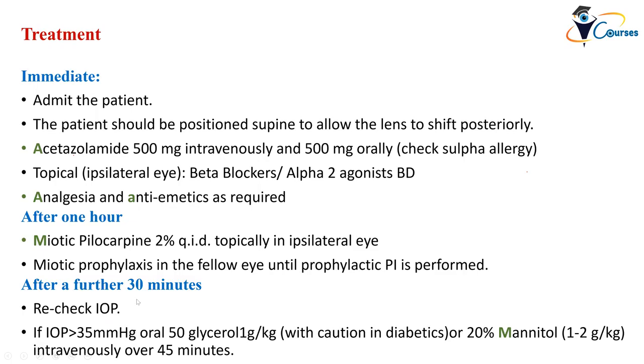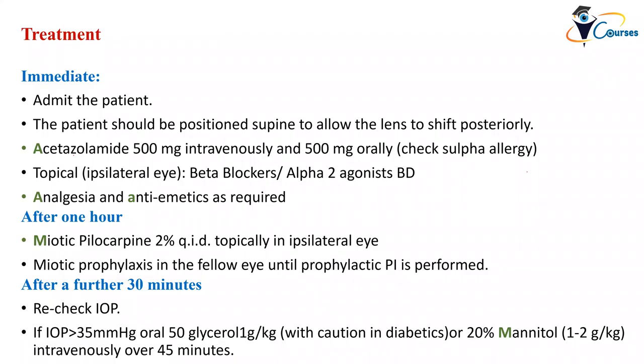After 30 minutes, if the pressure is still high, you can give the patient oral glycerol, which should be given with caution in diabetics and cardiac patients, or 20% mannitol, which also should be given with caution in patients who have renal problems, intravenously over 45 minutes. These hyperosmolar agents will draw the fluid from the vitreous, causing shrinkage of the vitreous and relieving the attack if the patient is still having high intraocular pressure.